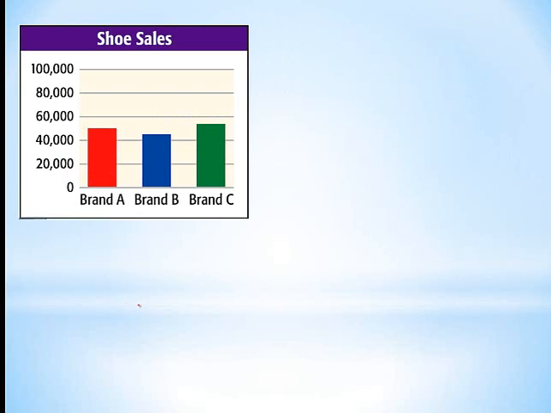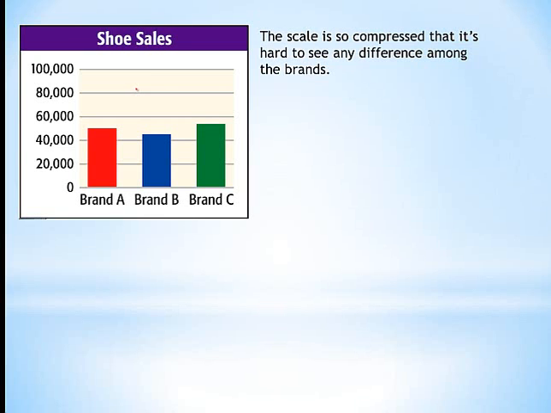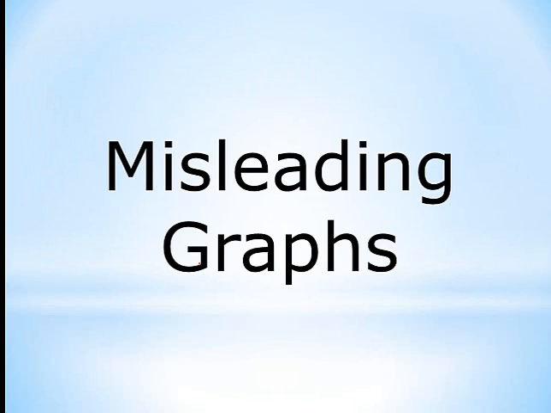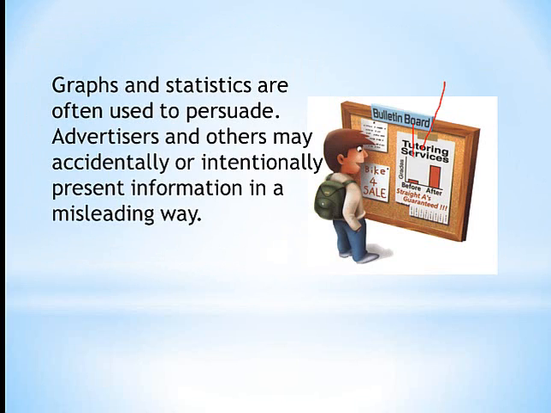Why is this misleading? Okay, the reason this is misleading is because there's too much empty space up here. You want to make this look to where you would have the bars fill up more of the graph. If we look at this original problem here in this graph, tutoring service, why would this be misleading? Because you can't guarantee a straight A.